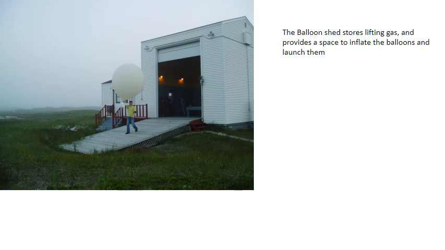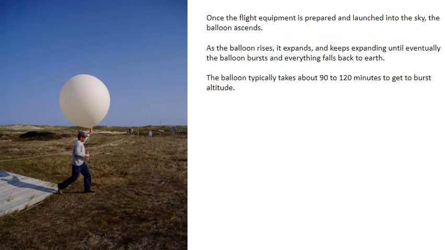The balloon shed stores lifting gas and provides a space to inflate the balloons and launch them. Once the flight equipment is prepared and launched into the sky, the balloon ascends. As it ascends, it expands and keeps expanding until eventually the balloon bursts and everything falls back to Earth. The balloon typically takes about 90 to 120 minutes to get to burst altitude.